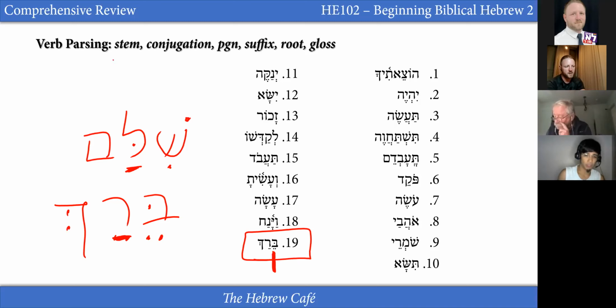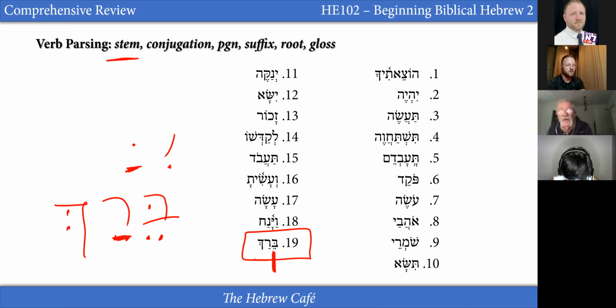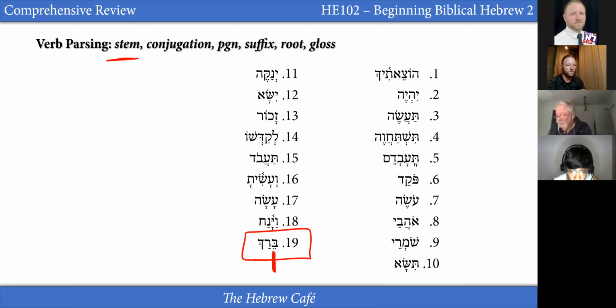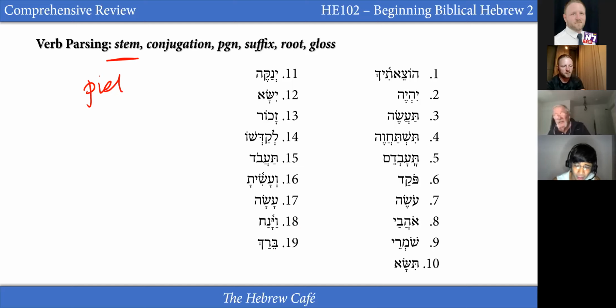So the stem is barak, to be blessed. It's to bless, yeah. But the stem is then Piel. Piel is the name of it, even though it's with an A. It's okay. It's just a variation of the Piel. Okay, so Piel, third person masculine singular.